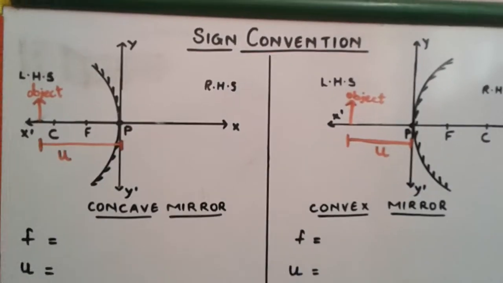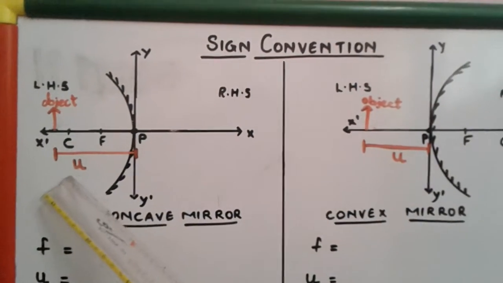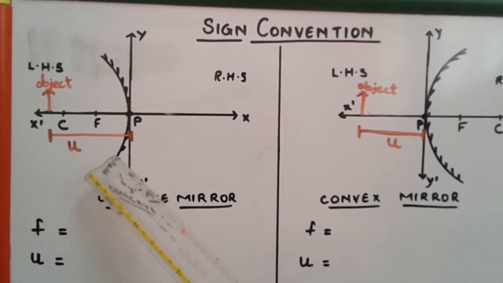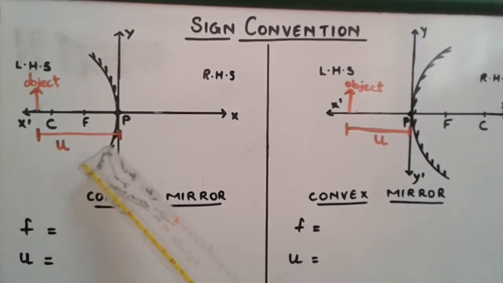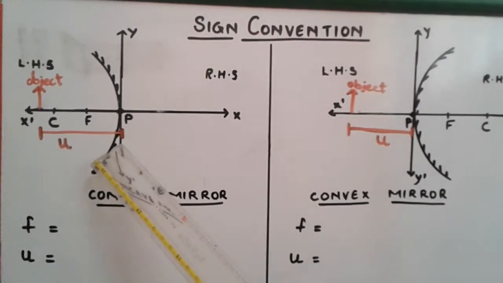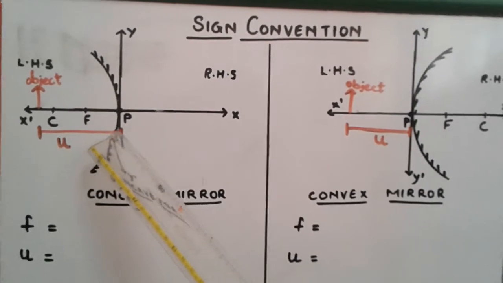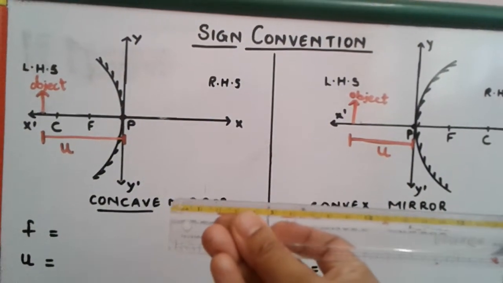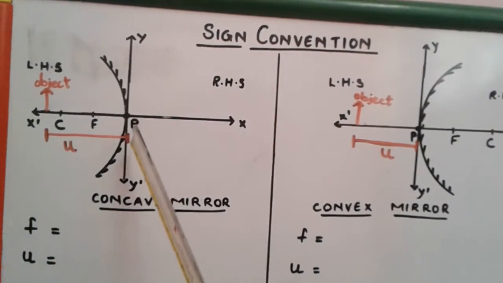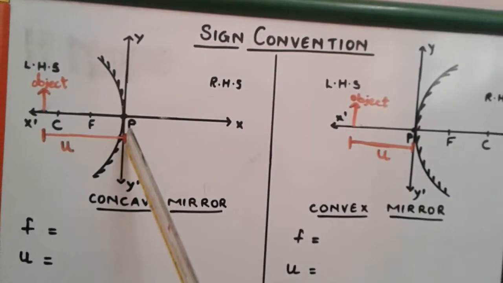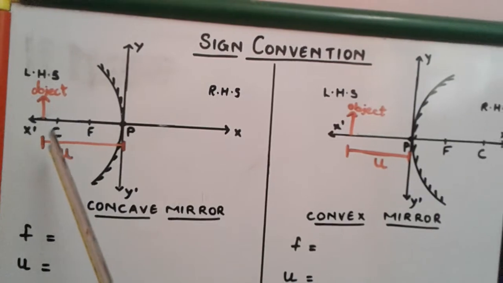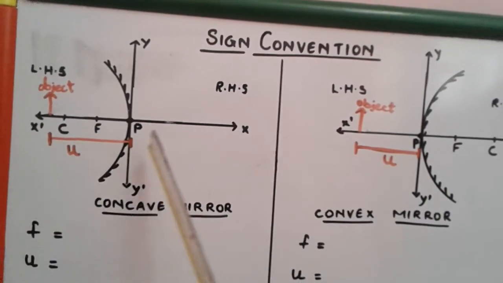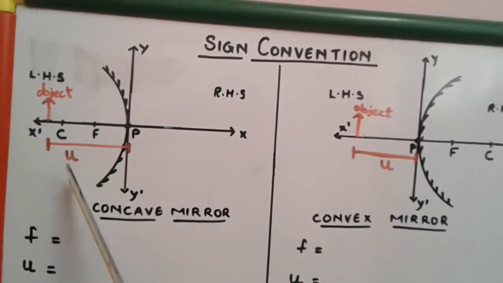The distance between the object and the pole is marked as u, and we are going to start measuring the object distance from the pole. That means if you keep the scale, the 0 of the scale is going to be at the pole. The 0 will be pointing at the pole, and then you measure up to where the object is standing. That particular distance between the object and the pole is said to be u.